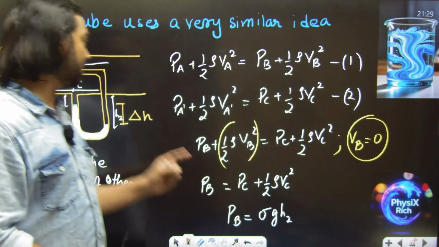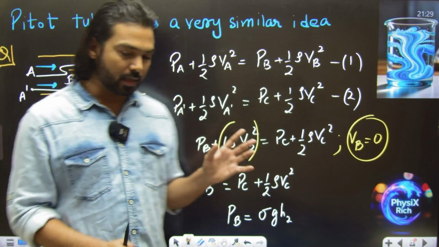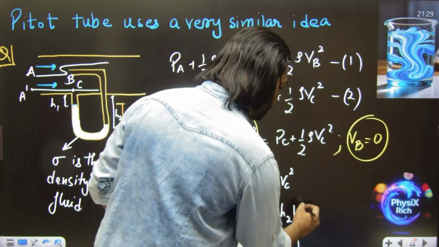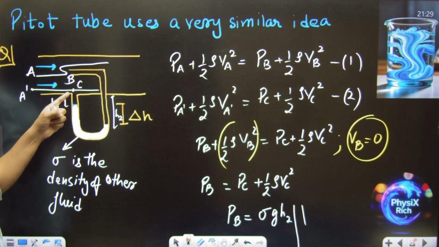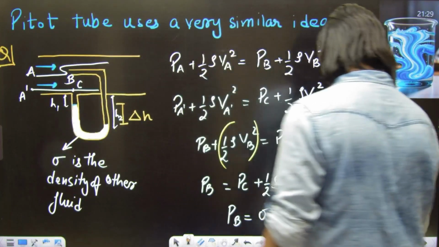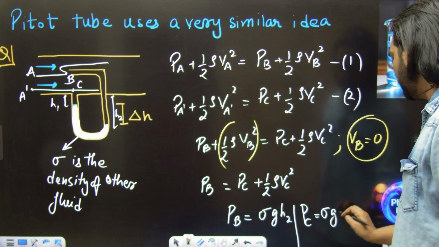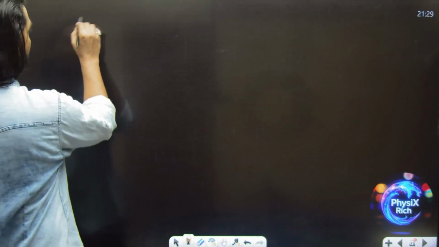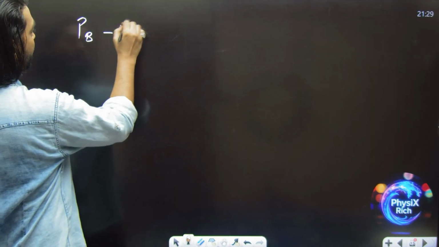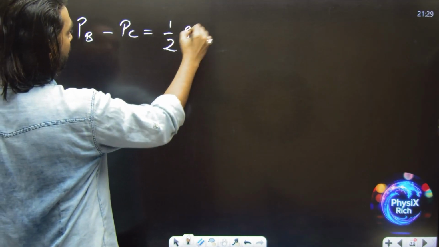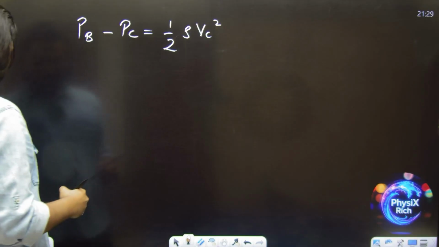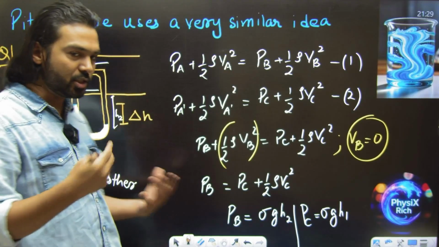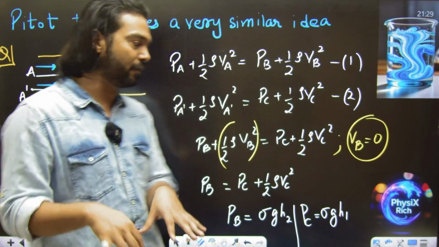Please mind it that this is static pressure. Pressure at B is static pressure. Okay. Some people might tell you that this is the dynamic pressure. Actually, it is not. It is the static pressure. And also, for the point C, what can you say? For the point C, you can say that pressure at point C will be equal to sigma GH1. All right. Now, we can say that pressure at point B minus pressure at point C is equal to half rho VC square. Also, one very important thing, guys, that this VC, the velocity at the C is the velocity of the flow. So essentially, we are looking for VC, and VC is our final answer.